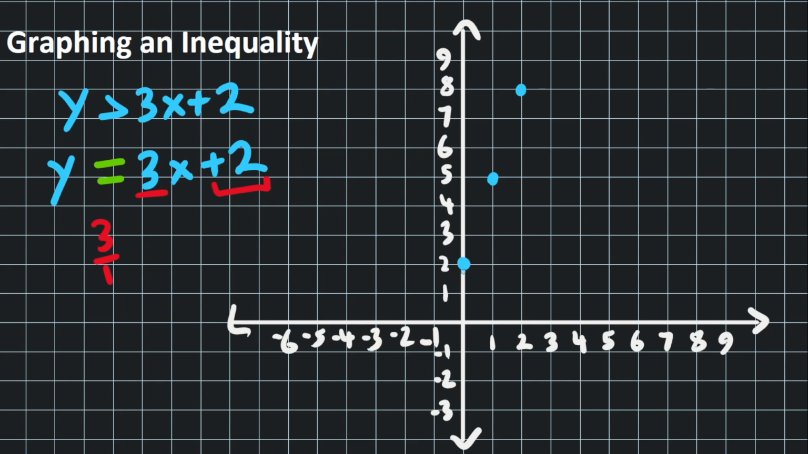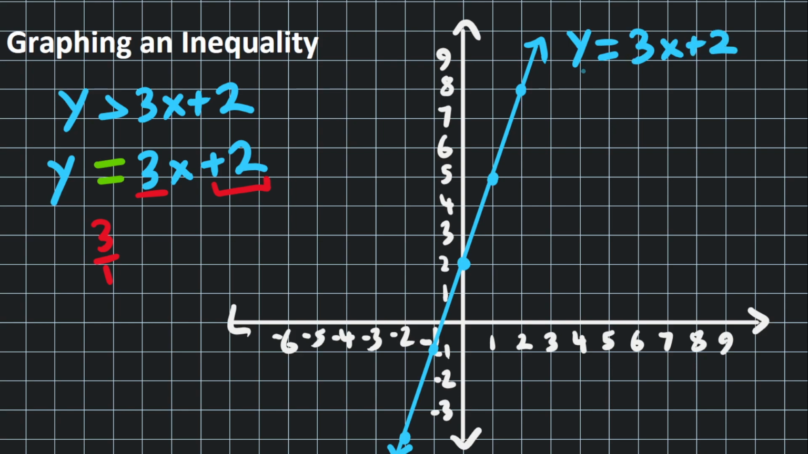So what's the opposite of up 3, right 1? That's down 3, left 1. So 1, 2, 3, left 1, and there we go. Let's go ahead and just connect all these dots like this. I'll put the arrows at the end. And now this blue line is the linear equation, y equals 3x plus 2.